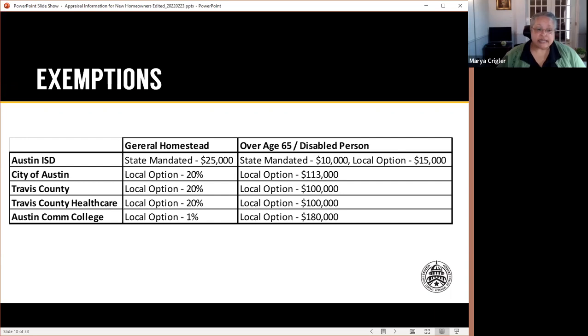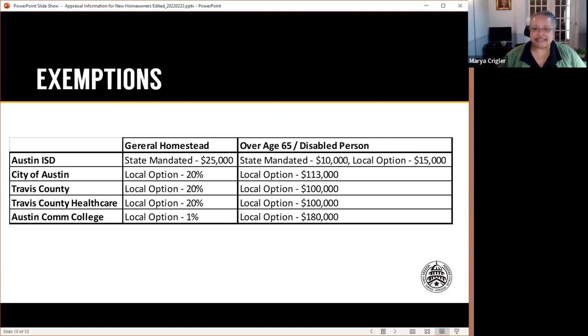And you'll see in this case, the City of Austin, Travis County, and the healthcare district all grant the maximum 20%. Austin Community College grants a 1% exemption. Again, the governing bodies of all of these jurisdictions decide how much they want to grant in terms of local option exemptions. The other most common type of exemption we see are the age over 65 and disabled person.